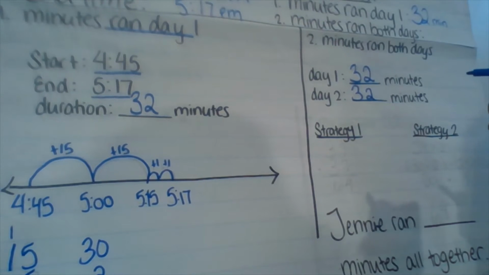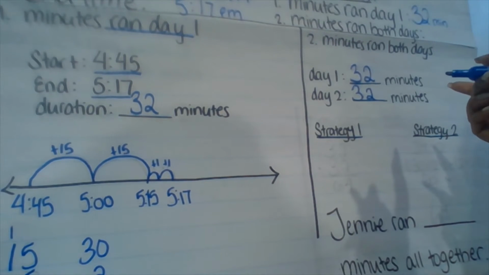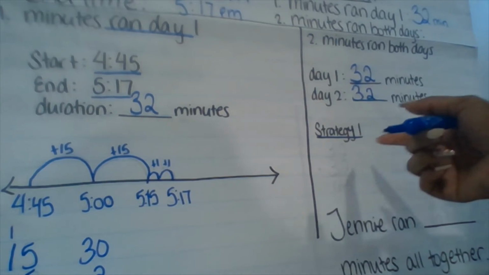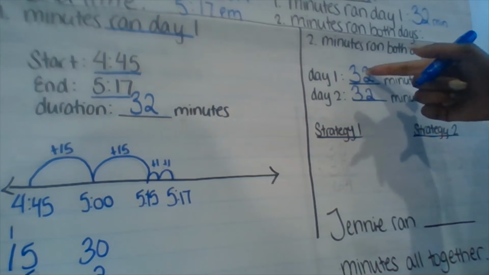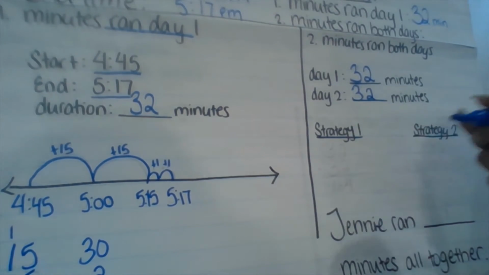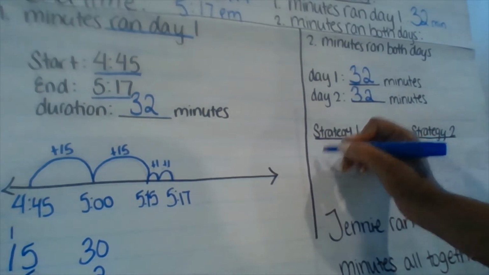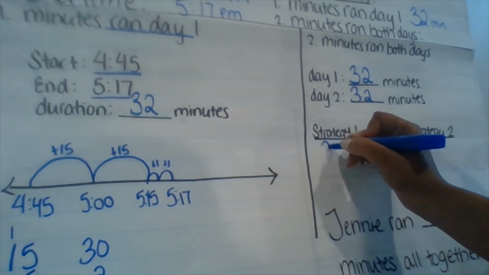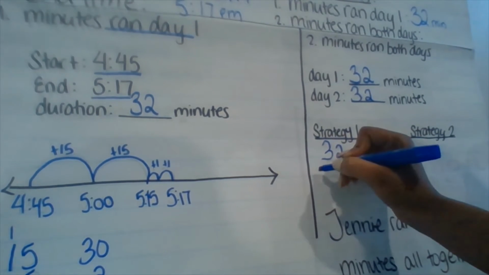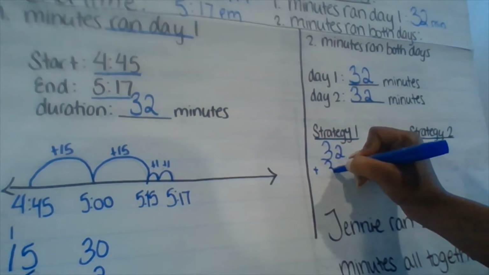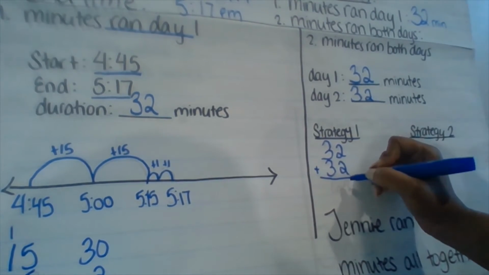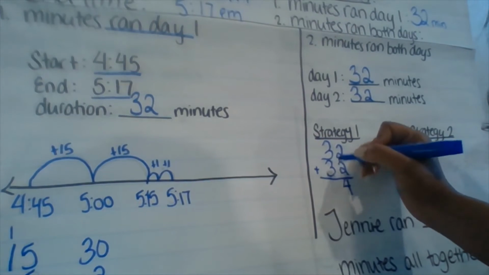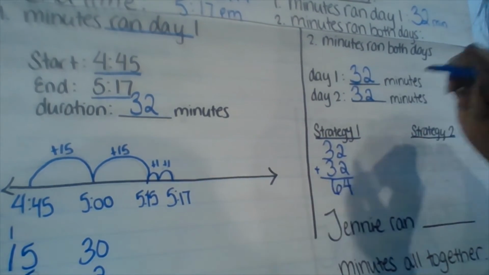So I need to figure out how many minutes she ran altogether for both days. I know that the action, because I need to think about both of these numbers and how many she ran in total, I can use the operation of addition to solve. So I can add 32 plus 32. So 2 plus 2 equals 4, and 3 plus 3 equals 6.